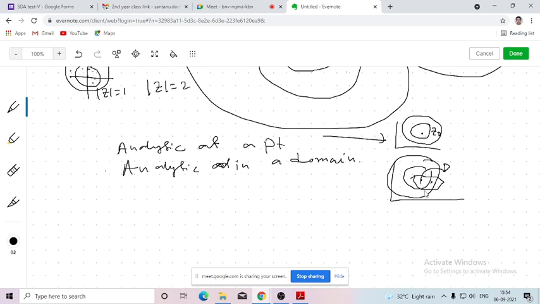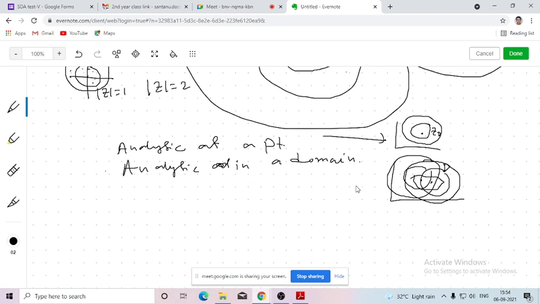That means I can take any arbitrary neighborhood around that point also, and at each and every point in that neighborhood of this given point which is inside that domain, the function will be analytic. So function is analytic at a point means only around that point I can create different neighborhoods and the function is differentiable in that neighborhood.